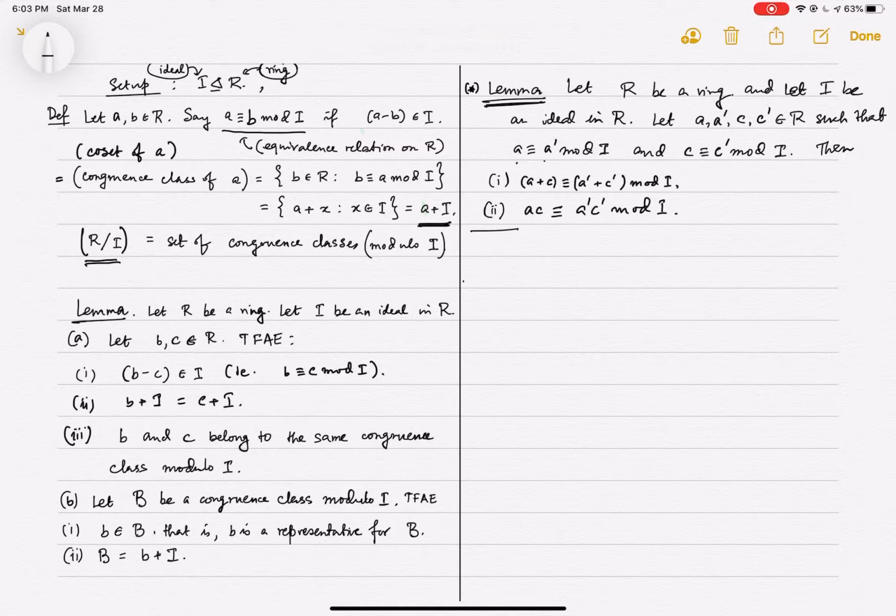And the key lemma for that was actually already proved last time. It's written here on the right hand side. Let me read through it. R is a ring, I is an ideal. Let a, a prime, c, c prime be four elements in the ring such that a is congruent to a prime mod I and c is congruent to c prime mod I. Then the sum a plus c is congruent to the sum a prime plus c prime, and the product is congruent to the product. So if two things are congruent to two other things, then the sum of the first two is congruent to the sum of the other two, and the same for the product.